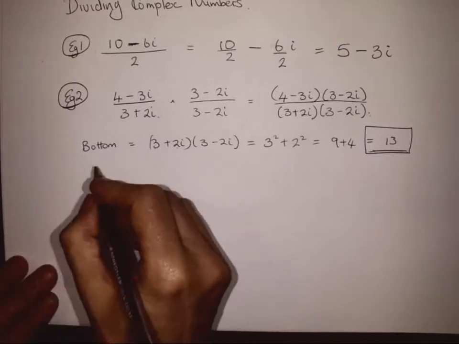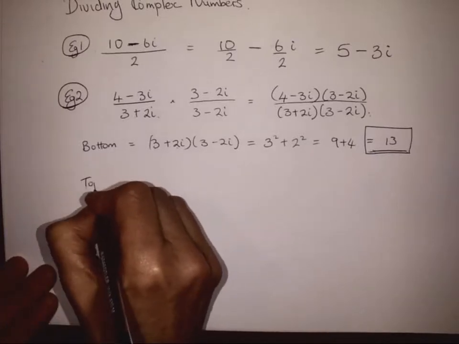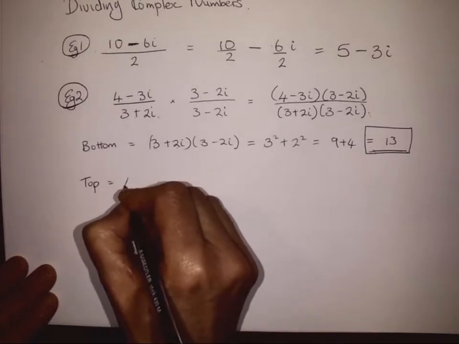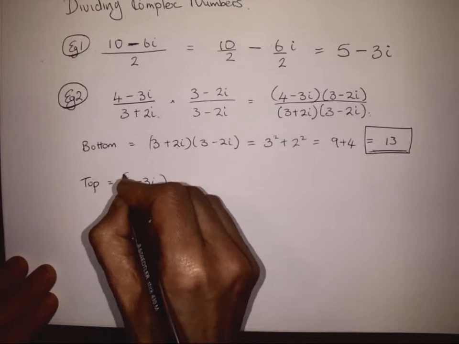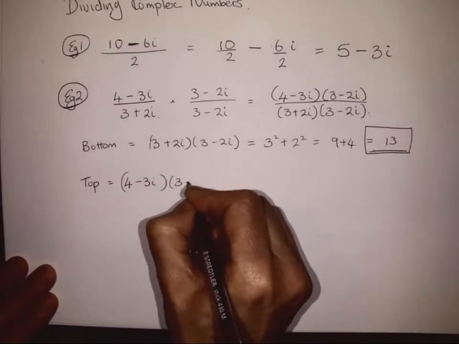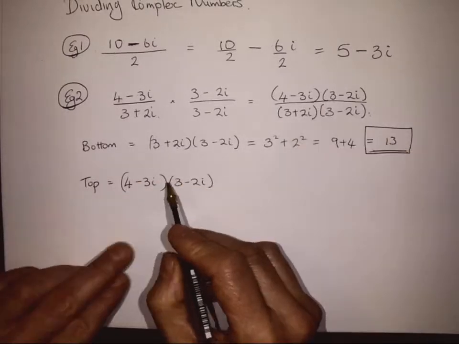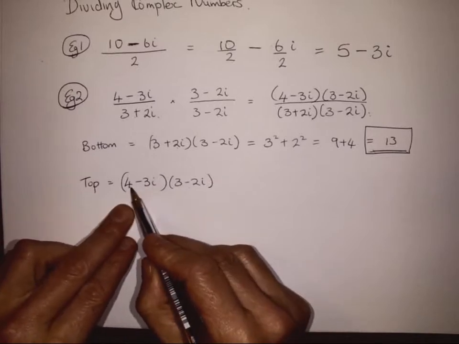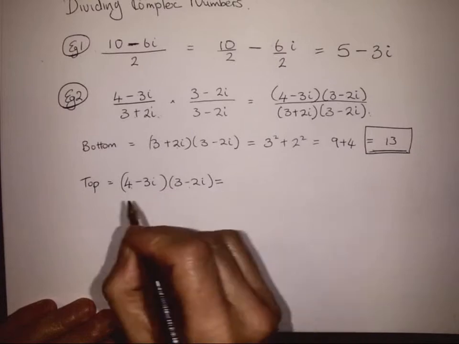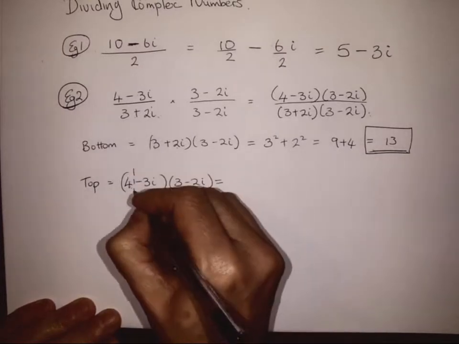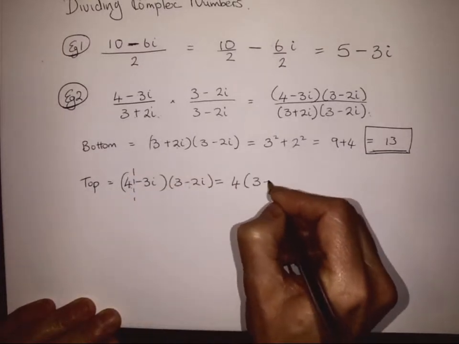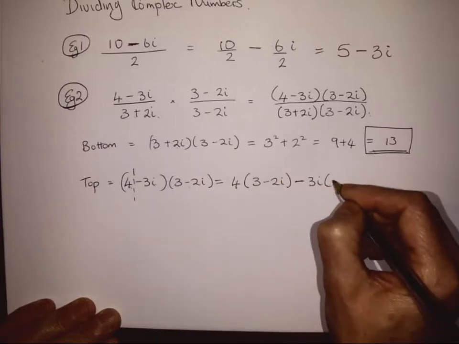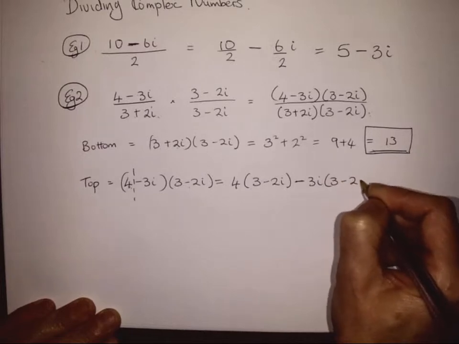Okay? Now the top is an actual multiplication. We'll have to do it out. So the top part is equal to 4 minus 3i multiplied by 3 minus 2i. You see, this is not the complex conjugate of that. So this has to be worked out. So we split the brackets again. It's going to be 4 on the second bracket, 3 minus 2i, and then minus 3i on the second bracket.